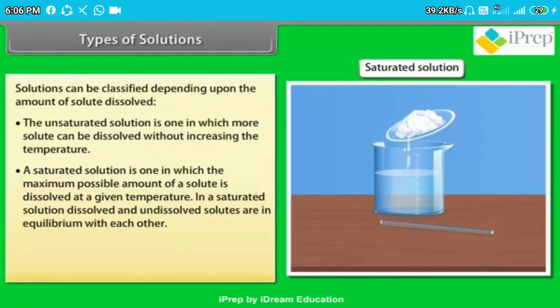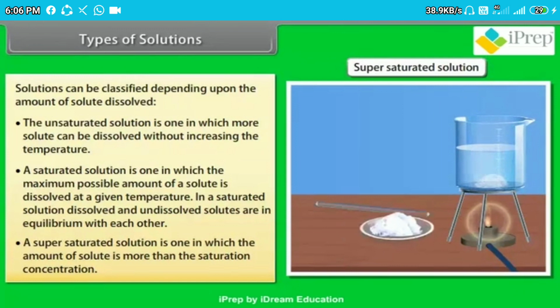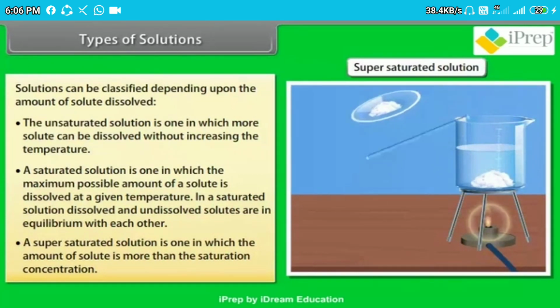In a saturated solution, dissolved and undissolved solutes are in equilibrium with each other. A supersaturated solution is one in which the amount of solute is more than the saturation concentration.